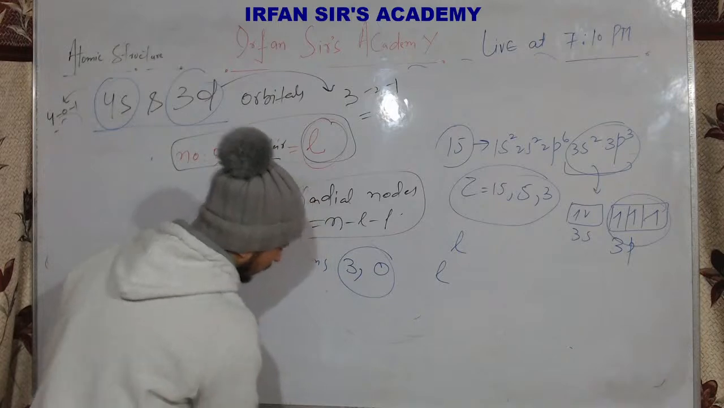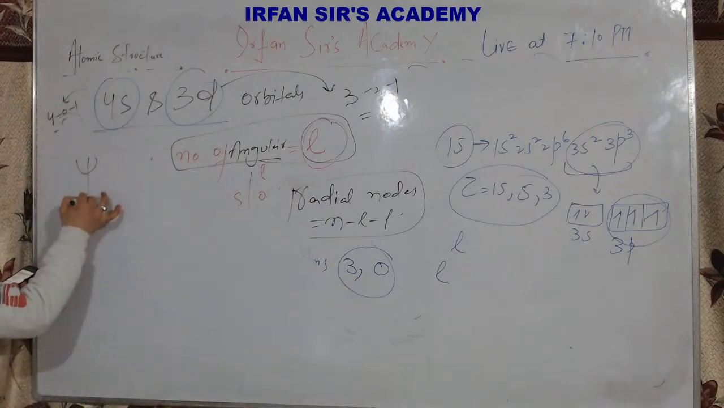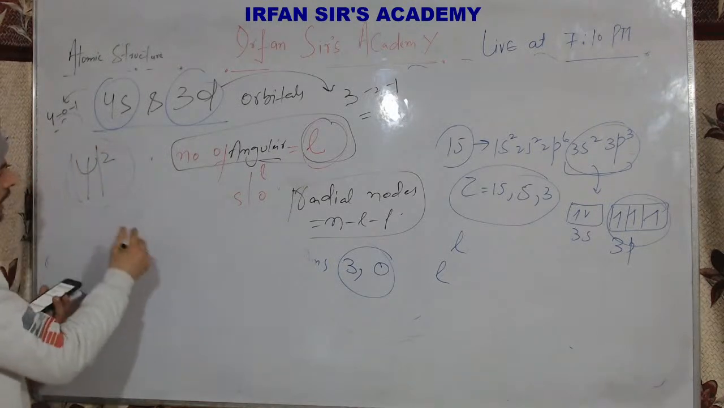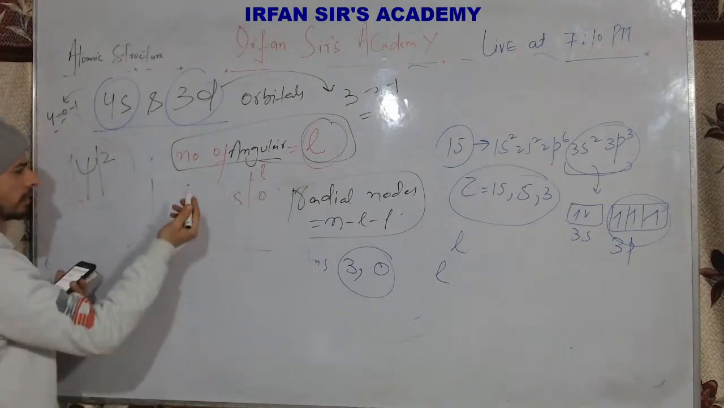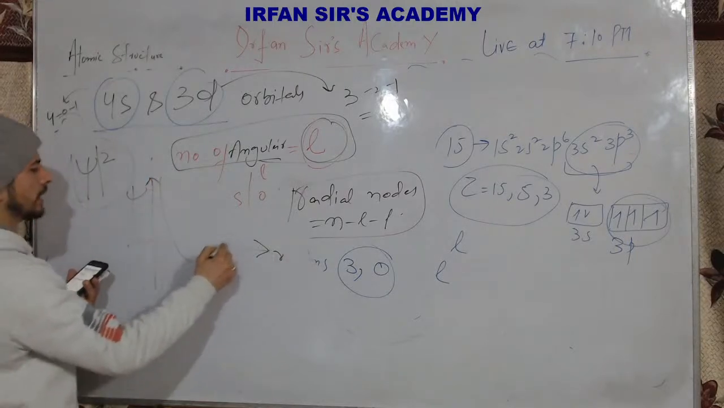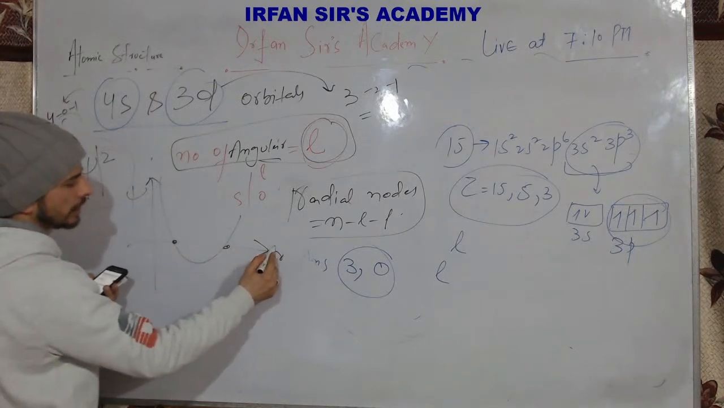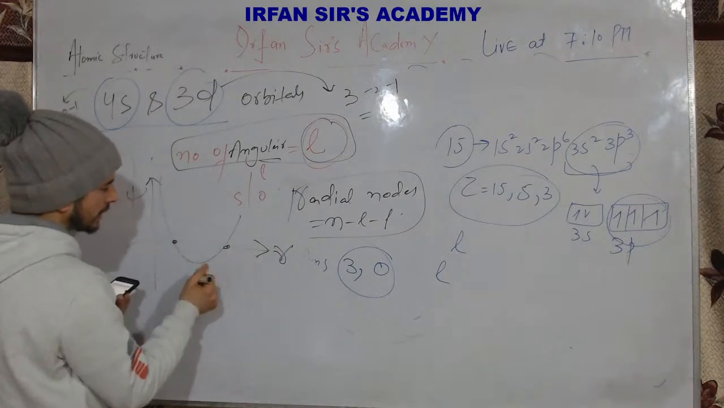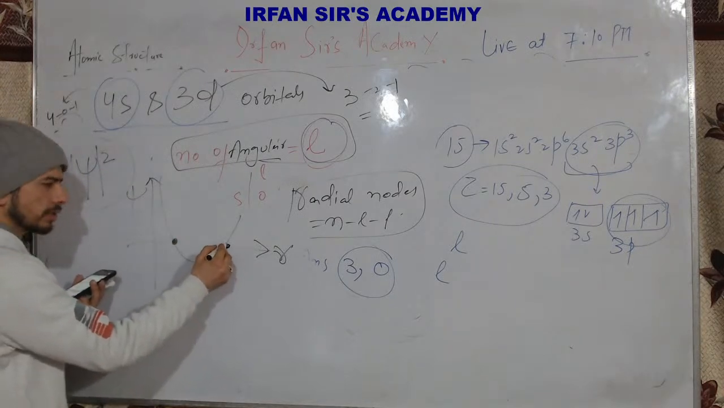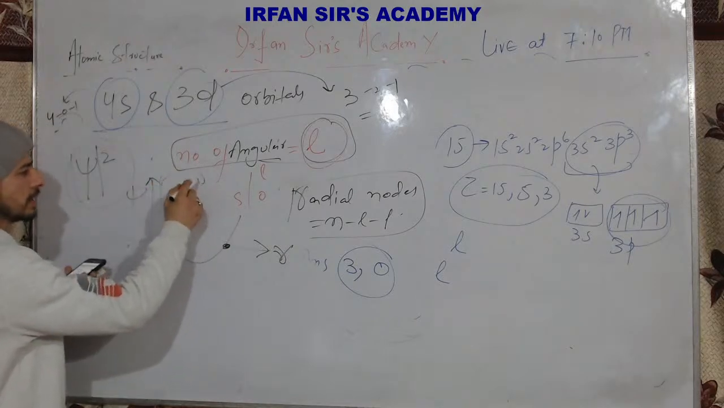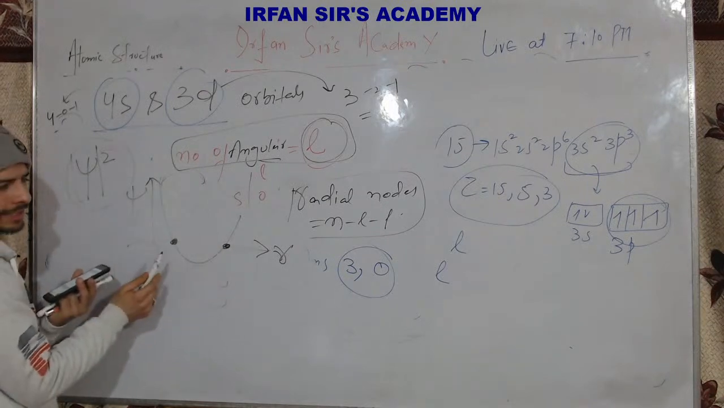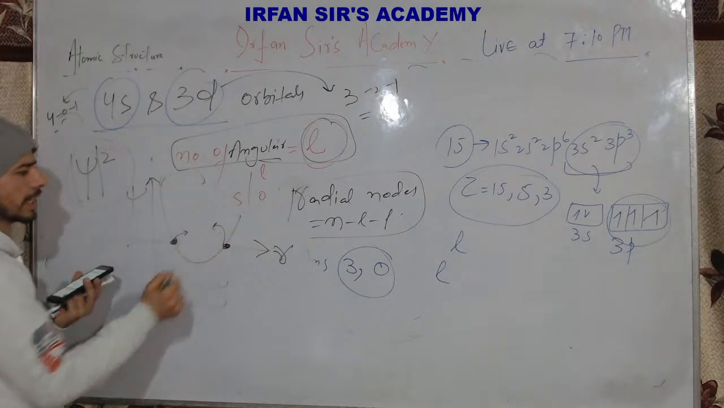For that, we know that the probability density function is mod of psi square. It can be 0 or it can never be 0. It depends upon the number of nodes, the value of psi with respect to r. If the curve touches this axis, then the probability is equal to 0 there. It crosses this axis, which means this is a node. For that we have to calculate nodes.